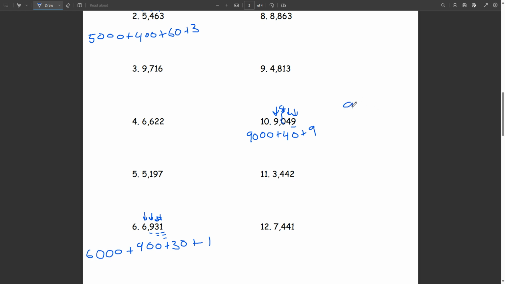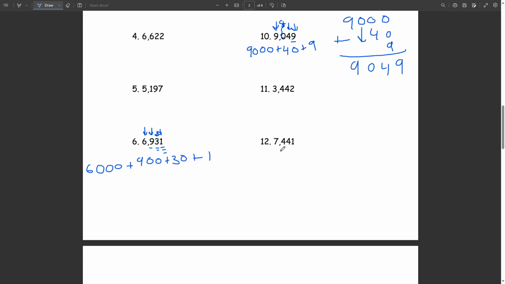So even when we add these together, 9,000 plus 40 plus 9, so 0 plus 9 is 9, and then 0 plus 4 equals 4. We're still going to drag down the 0, so our answer will still be the same as this, but we're just not writing it out.